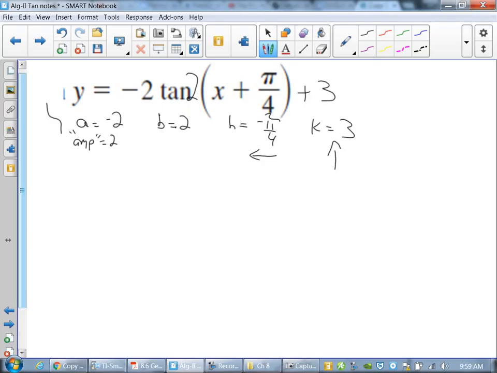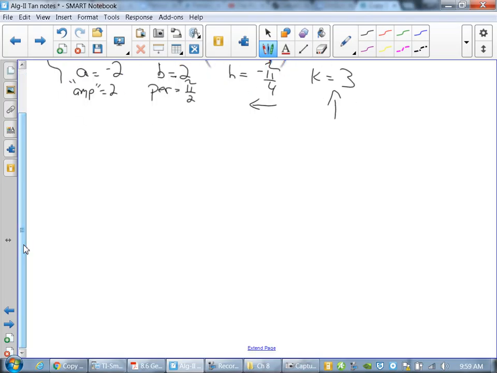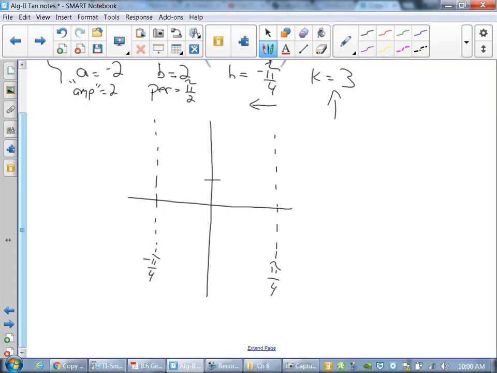For the parent function, your B value gives you your period. Your period is going to be pi/2. So the distance between my asymptotes will be pi/2. Therefore, both my asymptotes for the parent are at pi/4 and negative pi/4. Halfway between 0 and pi/4 is plus or minus pi/8.